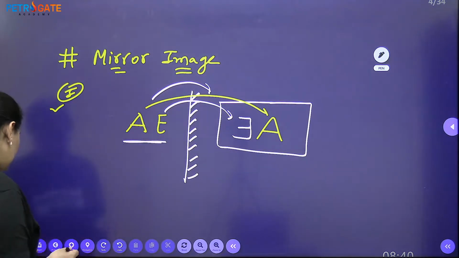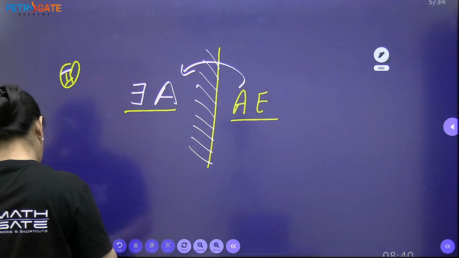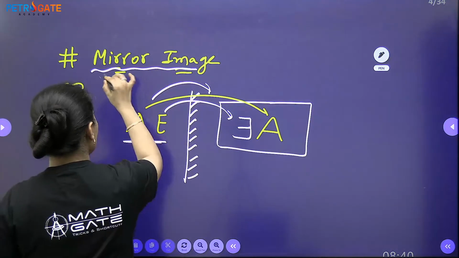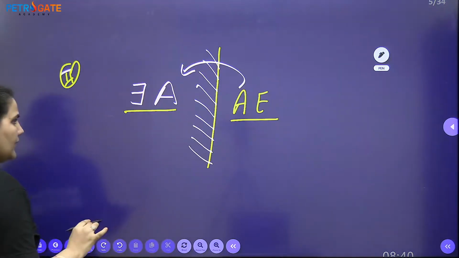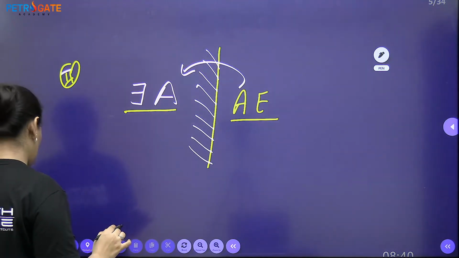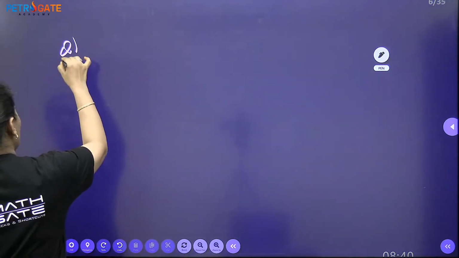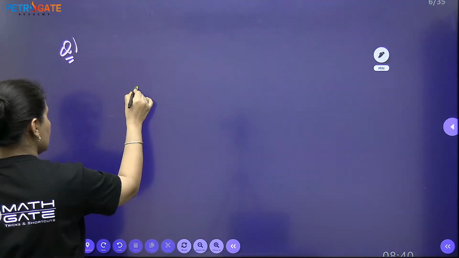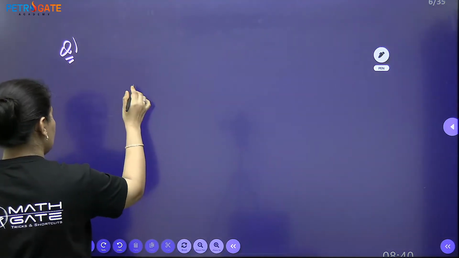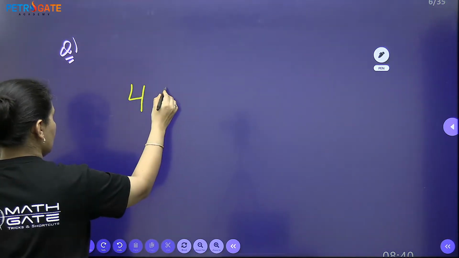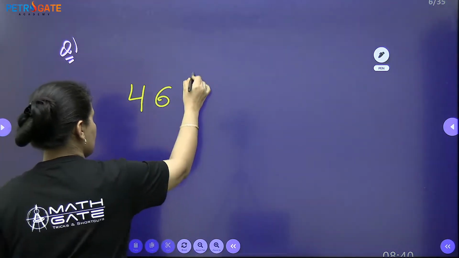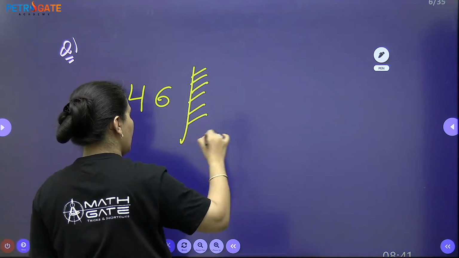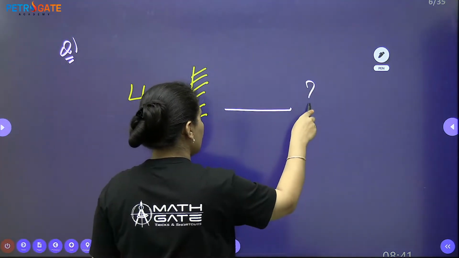Now let's go with another example. Right now I'm talking about mirror image only. Later I will tell you about water image also, but now I am talking about mirror image only. Let me write down one more example here. Suppose I have numbers. Let me write down the number 4 and 6, 46, and I have the mirror just here, and I have to find the mirror image of this one.